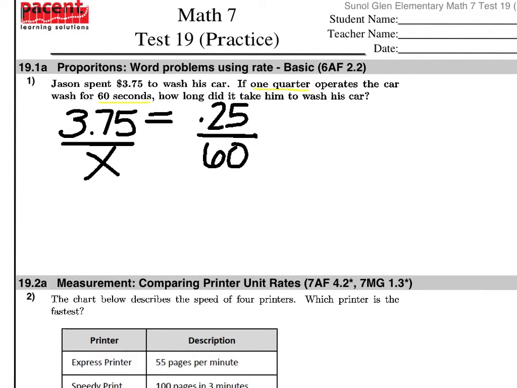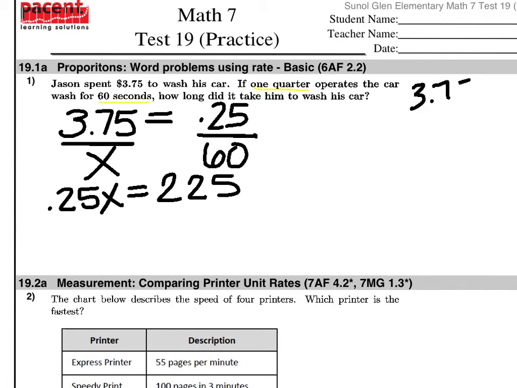So we're going to go ahead and solve, and so we use cross products, and we do x times 25 cents gives me 0.25x is equal to 375 times 60. I'm going to plug it into a calculator because I can, and that is 225. Okay, and really, on your test, I should see 3.75 times 60, and I should see the math worked out. Okay, be careful with your decimal. When you solve this out, you're going to need 2 decimal places.